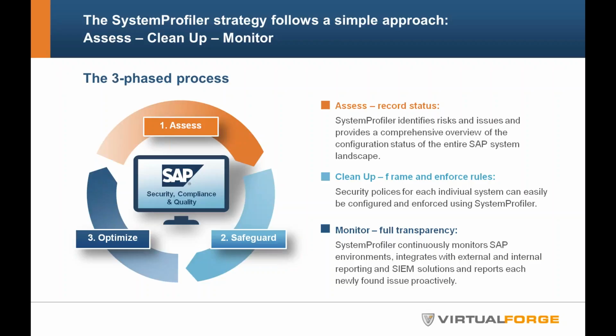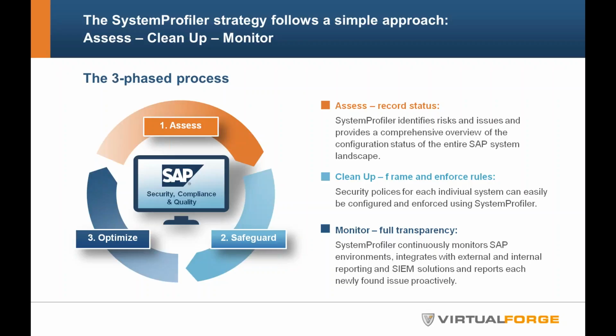Of course, you're pretty flexible in doing that. After you have set everything up so every light is green, that's the point in time where you don't need to concern yourself about security validation anymore, because SystemProfiler then monitors your system landscape, and only when a light changes from green to red will you receive a notification and know that you need to do something.